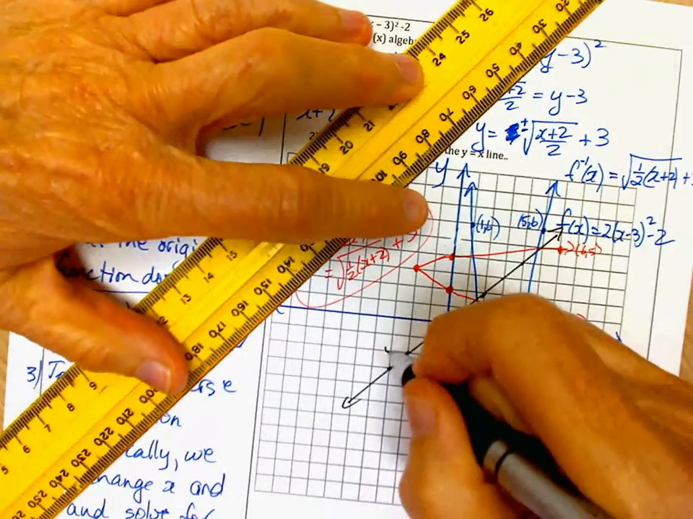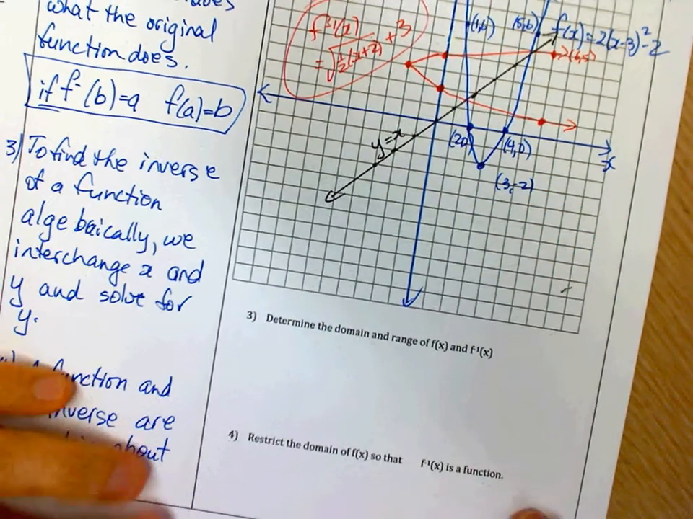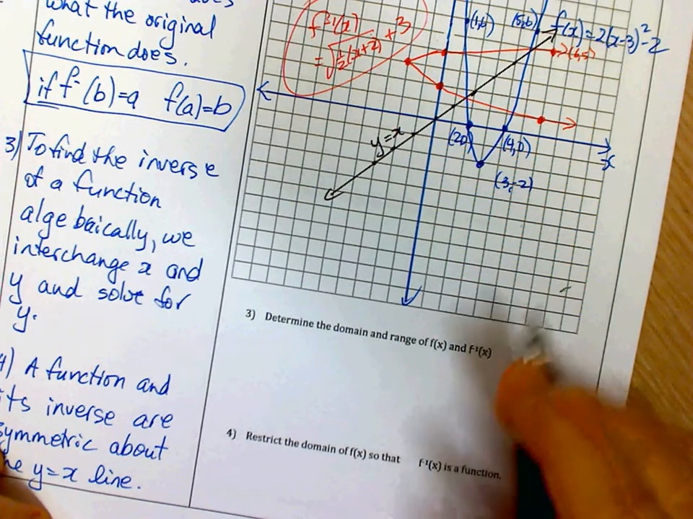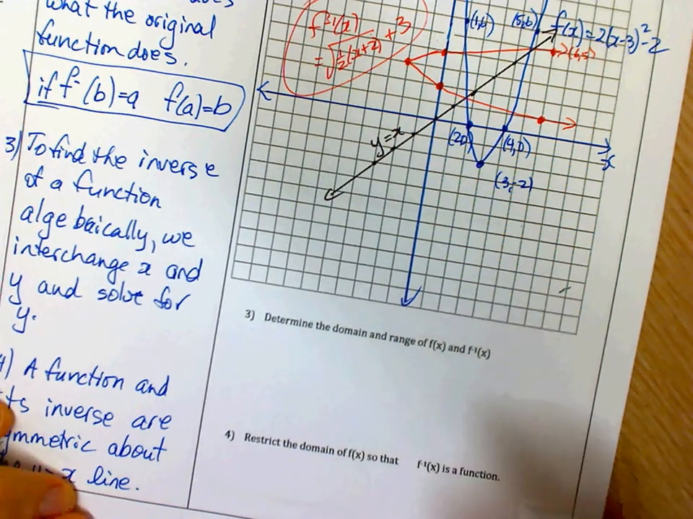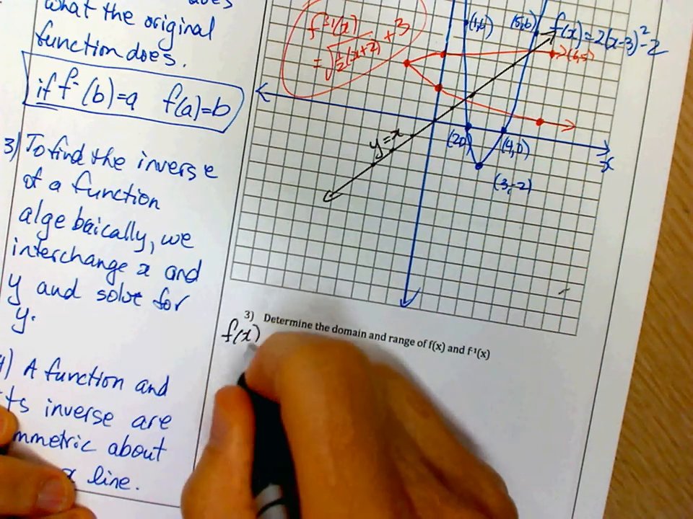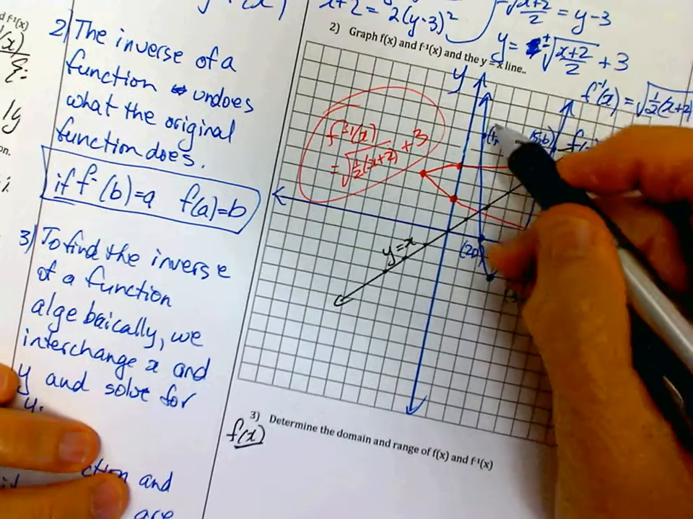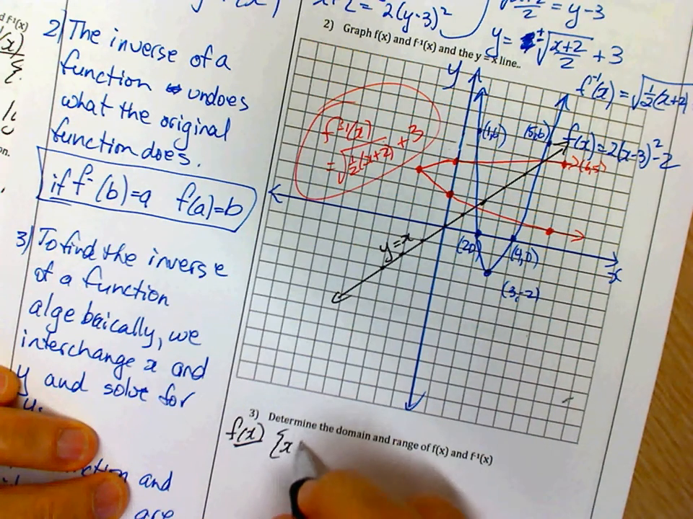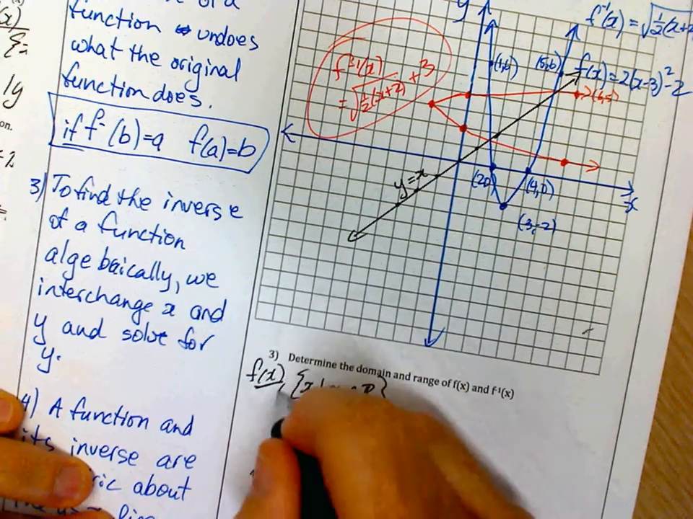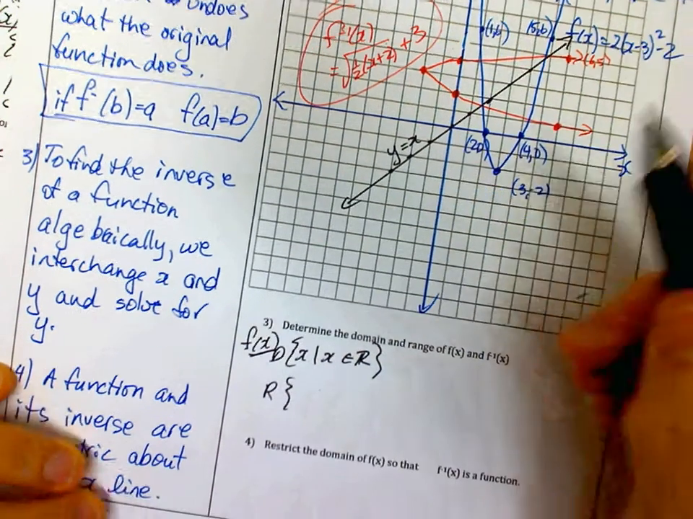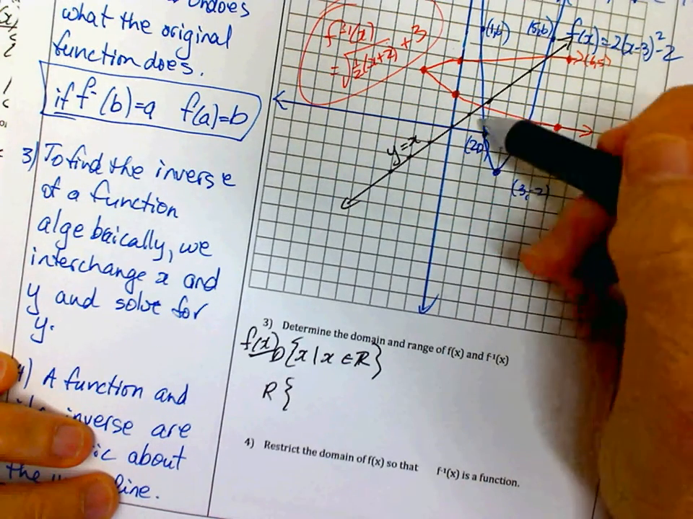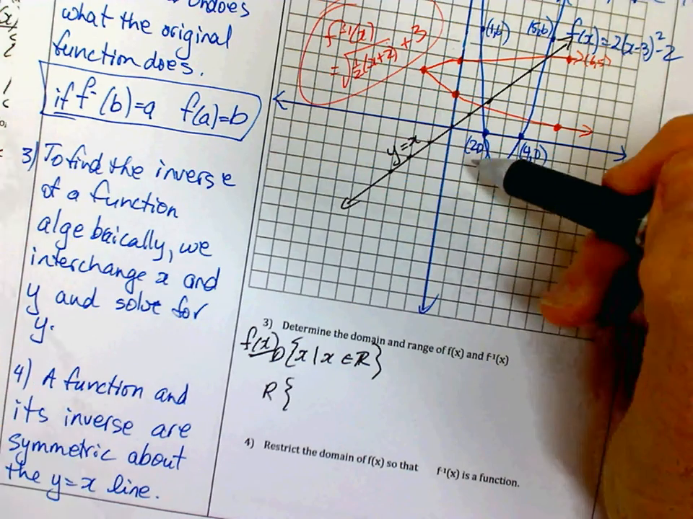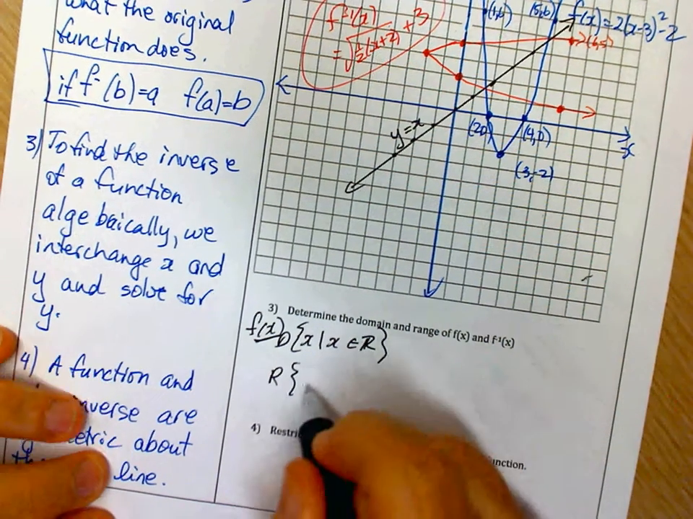Okay, determine the domain and range of f of x and its inverse. Let's do f of x first. As you know, the domain of any quadratic function is x such that x is an element of real numbers. That's our domain. Our range is y such that y is greater than or equal to negative 2, y is an element of real numbers.